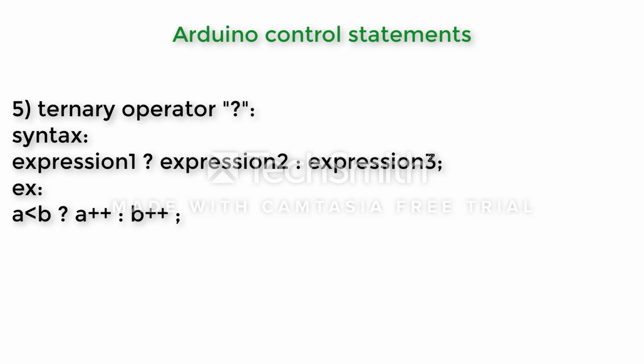Number 5. Ternary operator. This ternary operator with a symbol question mark has its syntax as follows. First, the expression 1 is evaluated to be true or not, and if it is true, expression 2 is evaluated. Otherwise, if it is false, expression 3 is evaluated. So let us take an example where a less than b is checked to be true or not. So if a is less than b, then a plus plus statement is executed, whereas if a is greater than b, then the expression 1 will be false, and hence b plus plus, which is the expression 3, is evaluated.